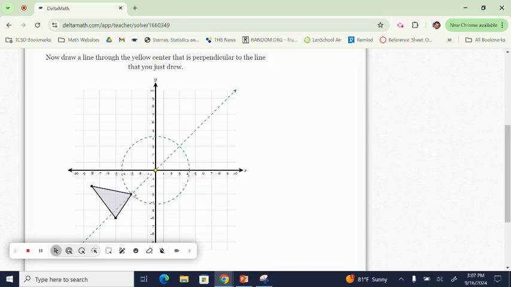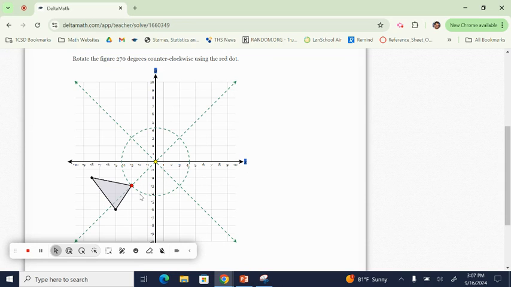So again, perpendicular, if this one goes this way, following my cursor, then my other line is going to go this way. So let's try our best here. Okay, and it won't let you go unless you get it right. And again, it should create like this X-looking thing, right? Right angles. So now it says rotate the figure 270 degrees counterclockwise using the red dot.